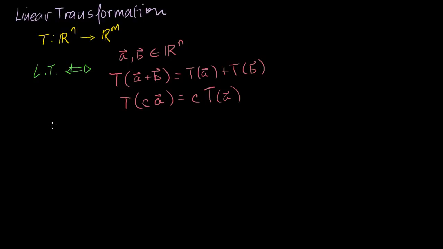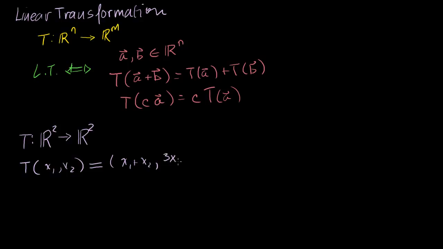Let's say that I have the transformation T. Part of my definition, I'm going to tell you it maps from R2 to R2. So if you give it a 2-tuple, its domain is 2-tuples. So you give it an x1 and an x2. It will be associated with x1 plus x2, and then 3 times x1 is the second component.